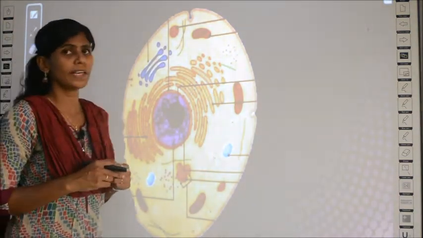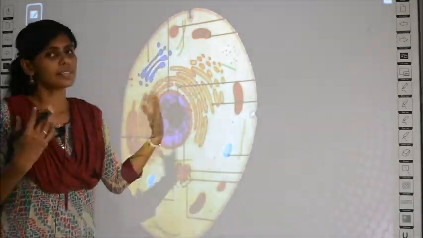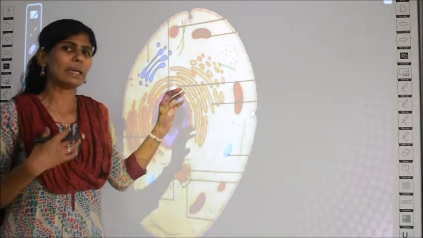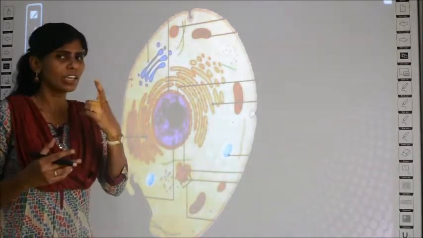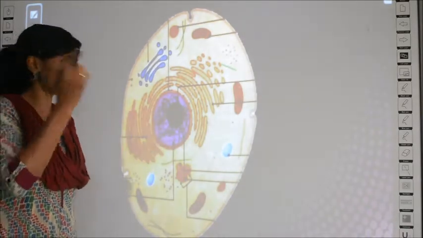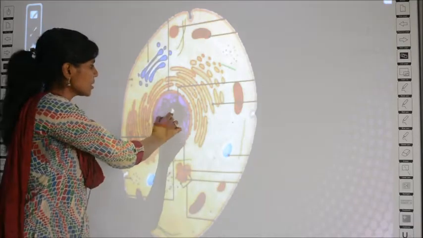I told you already, plant cells will always be rectangular or hexagonal in shape, and animal cells will be like a circle or oval in shape. Here also you can find many repetitive parts. Can you identify where is the nucleus? This is the nucleus. Again here also you have, what is this structure called?